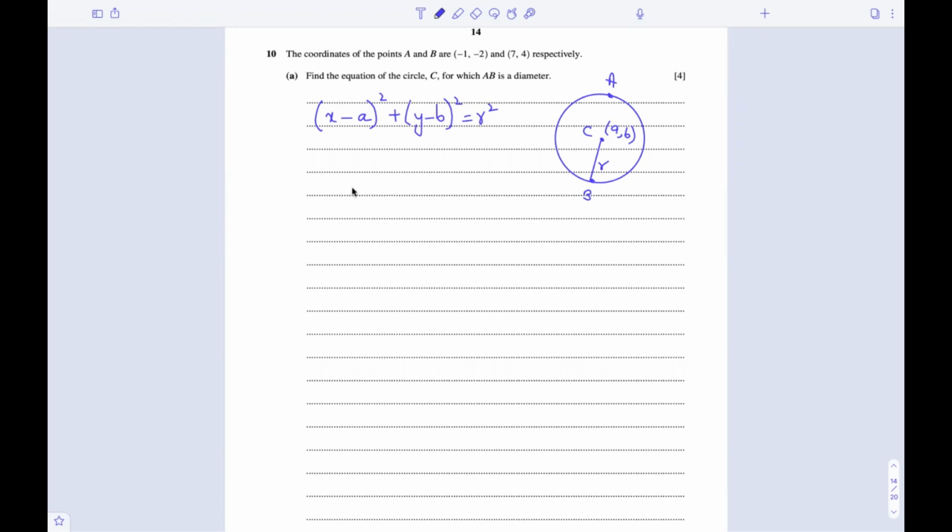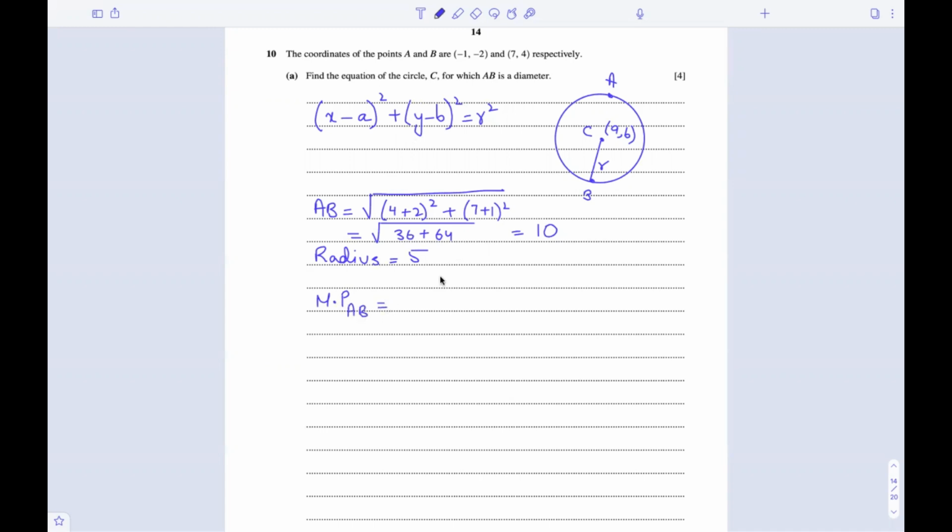So first, finding the distance AB, we have (y2 minus y1), which will become 4 plus 2 whole squared, plus 7 minus minus 1, which will become 7 plus 1 whole squared. This will become 6 squared, which is 36, plus 8 squared, which is 64. So the length of AB is 10. So the diameter is 10, which means that the radius is 5.